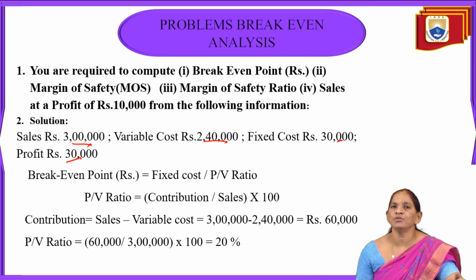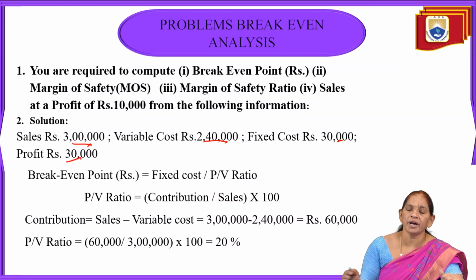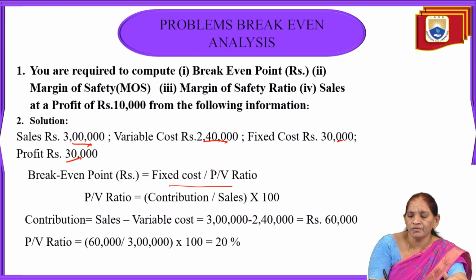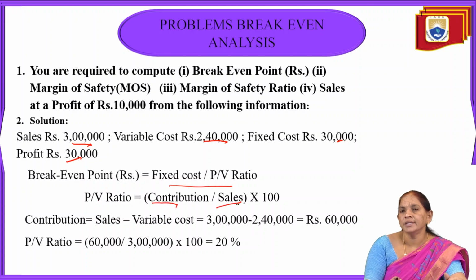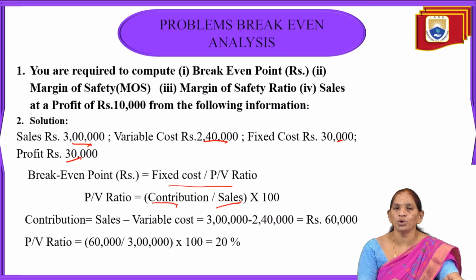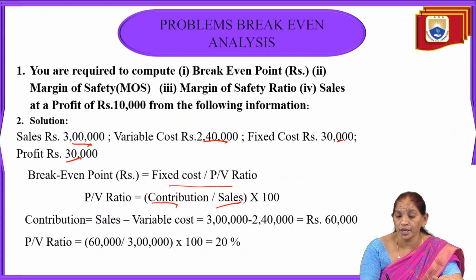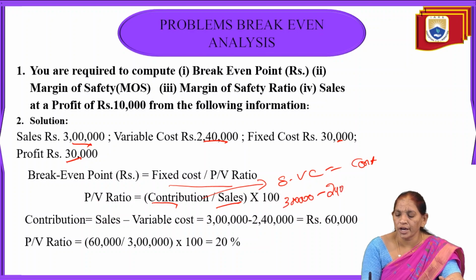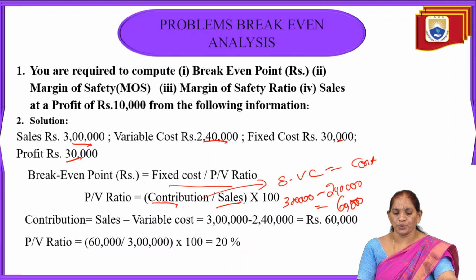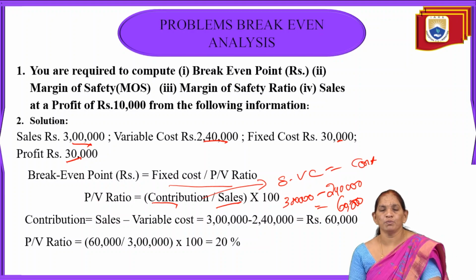First we go for the calculation of BEP. BEP means fixed cost by PV ratio. So for that we should calculate the PV ratio, where PV ratio is contribution by sales into 100. To get the contribution we want sales minus variable cost. Sales here is 3 lakhs and we have a variable cost of 2 lakh 40,000, so we got the contribution of 60,000. That is 3 lakhs minus 2 lakhs 40,000, which is 60,000.